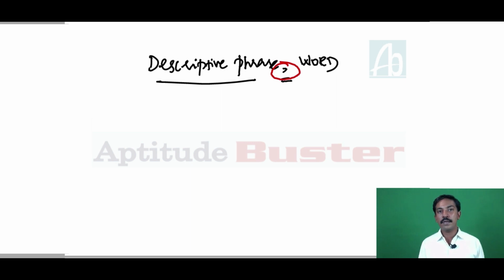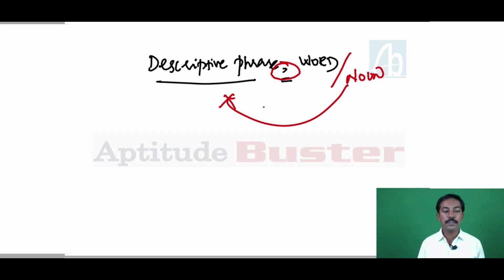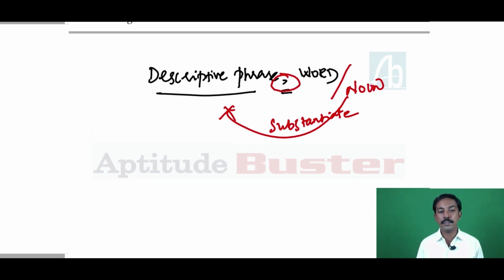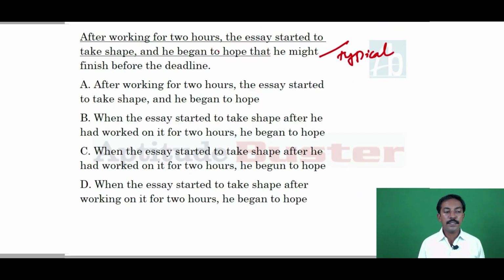That is, after the comma, the first noun should substantiate the description. The first noun after the comma should substantiate the description. Remembering this clue is more than sufficient for you to answer these sorts of questions. After working for 2 hours, this begins with the descriptive phrase, as I said. There is a comma, so this pointer gives us the clue that the description has ended. So after the comma, the first noun should substantiate the description.